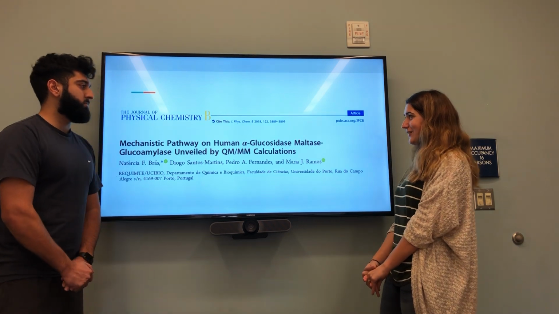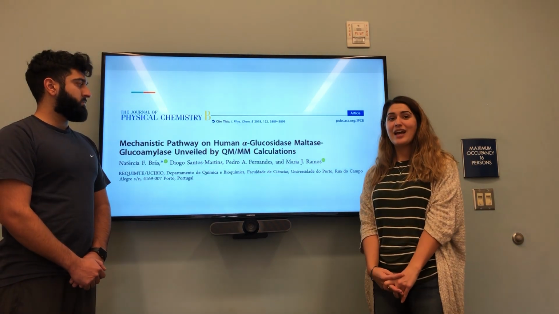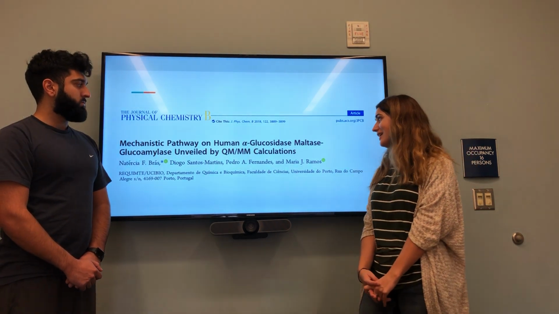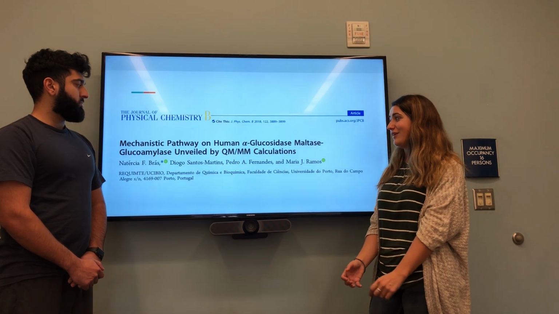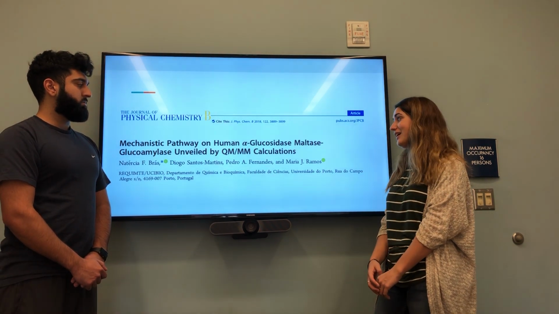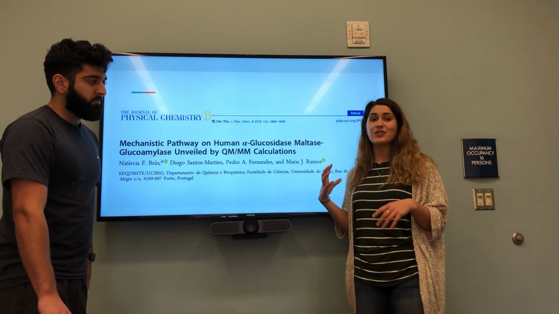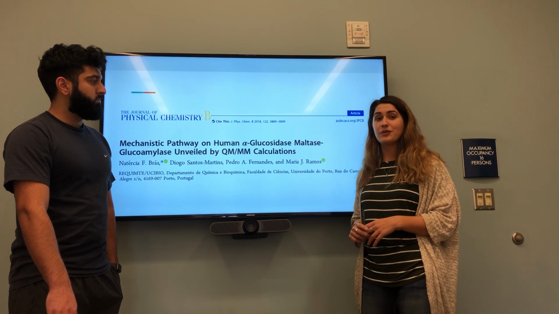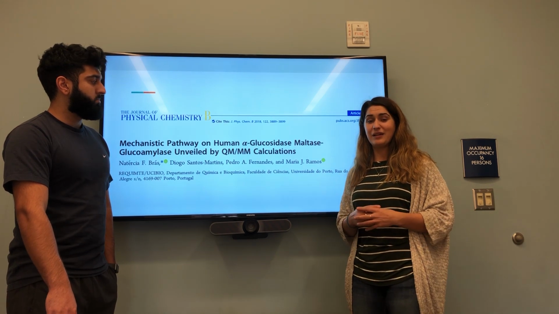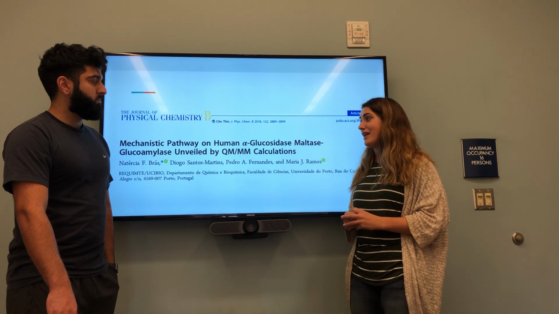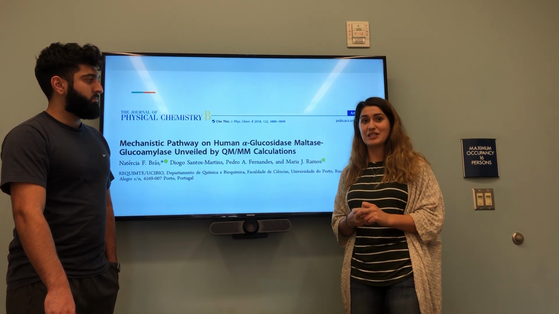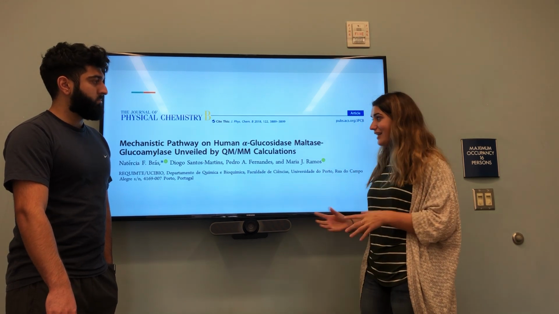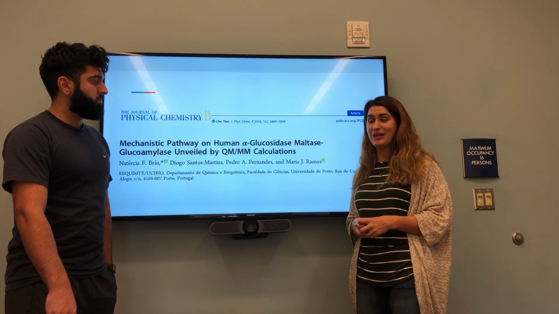Okay, so this article was from the Journal of Physical Chemistry. These researchers looked at the mechanistic pathway on human alpha-glucosidase maltase-glucoamylase, unveiled by quantum mechanic and molecular mechanic calculations. So basically they are trying to look at the exact pathway that maltase uses in order to find a competitive inhibitor so that they can produce therapeutical agents for people who are predisposed to obesity or diabetes, inhibiting or delaying the breakdown of sugars for them.